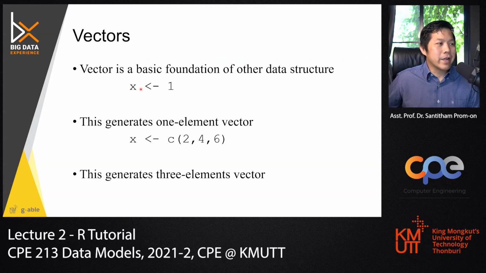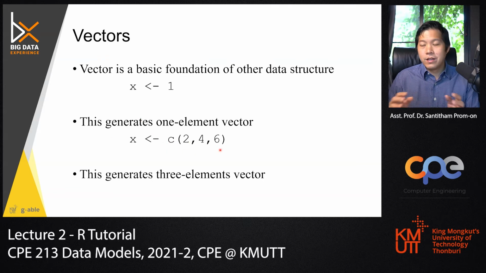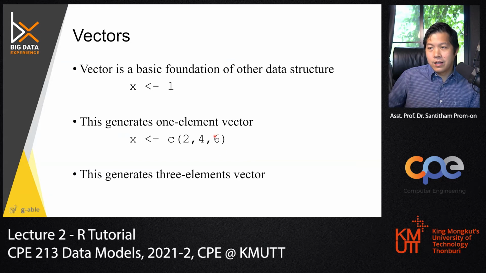You can create a vector by just assigning. This is a one element vector. Then c, to concatenate, 2, 4, 6, and you get a 3 element vector. This is a one element vector. So every value in R is actually a vector. Okay, this is 1 element and 3 elements.